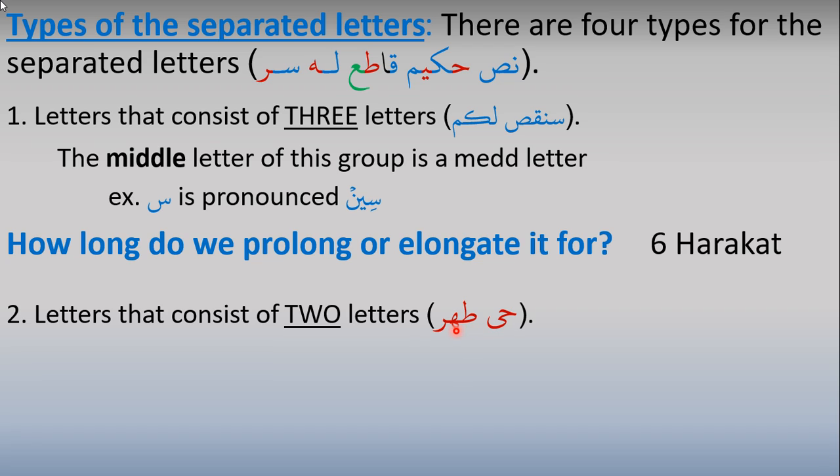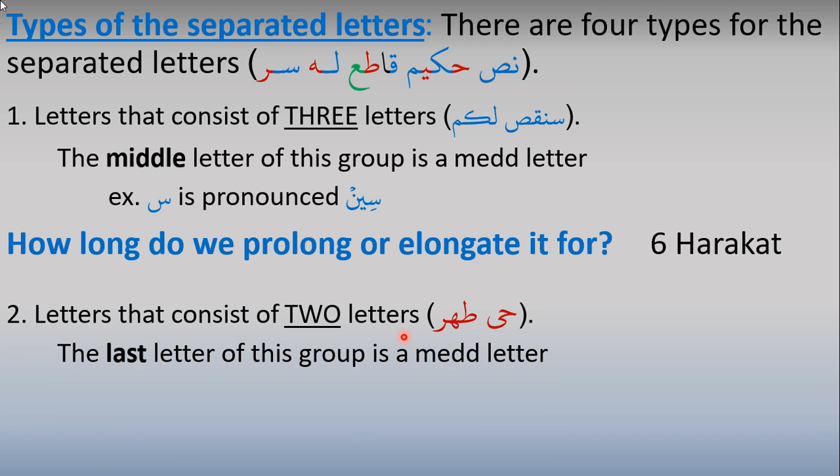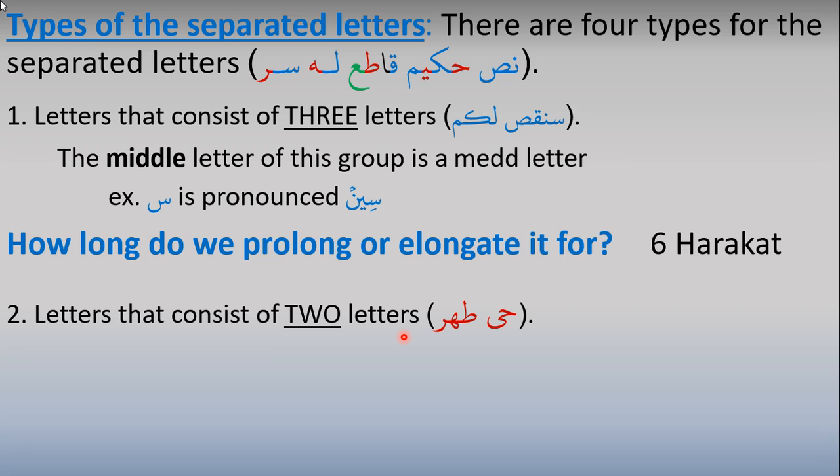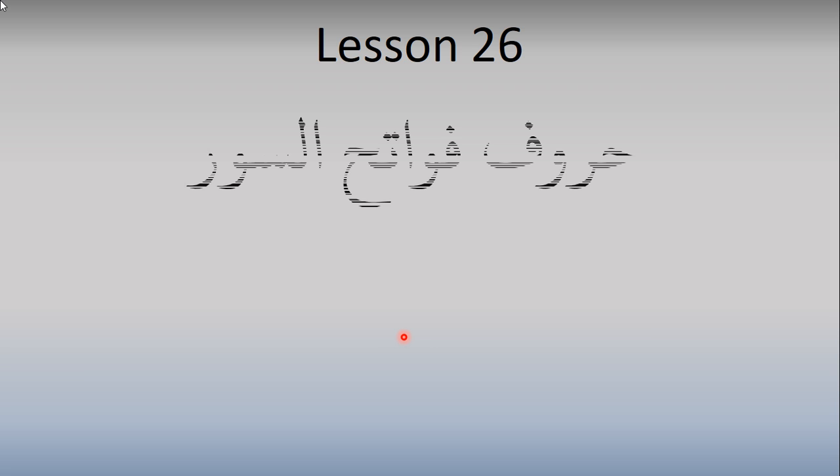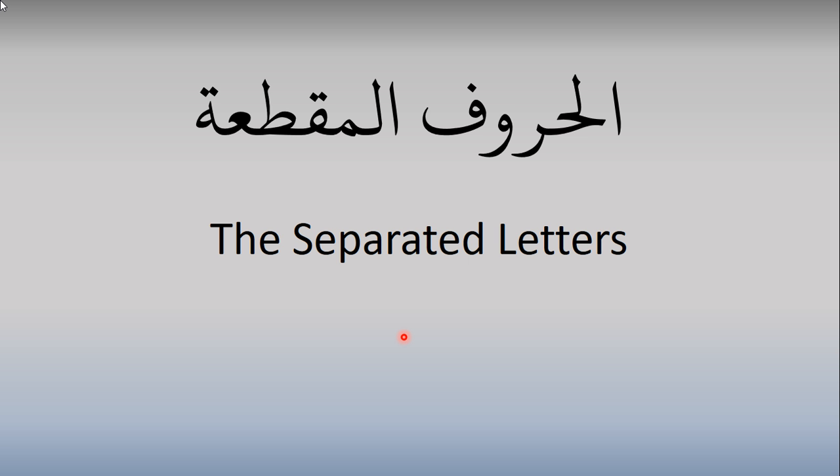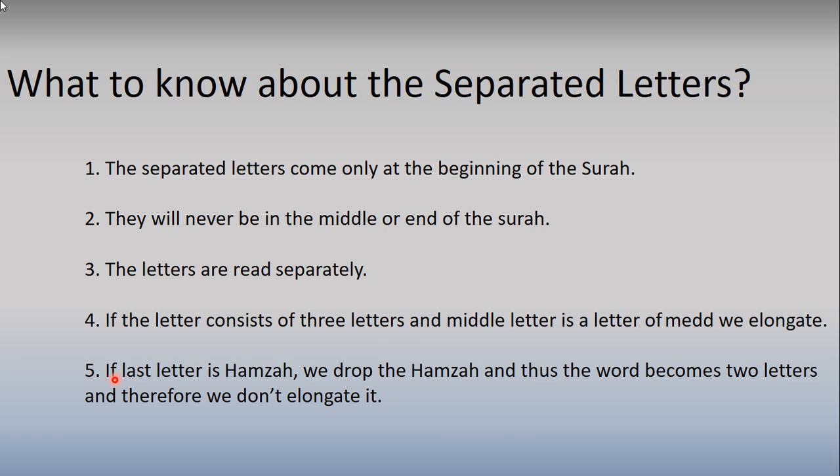The second group is the letters that consist of 2 letters, which is the one in red, which is ha, ya, ta, ha, and ra. Again, these ones originally are ha with a hamza at the end, ya with a hamza at the end, ta with a hamza at the end, ha with a hamza at the end, ra with a hamza at the end. But if we remember the rule in the previous slide, what did it say? It said if the last letter is a hamza, we drop the hamza and thus the word becomes 2 letters and therefore we do not elongate it.